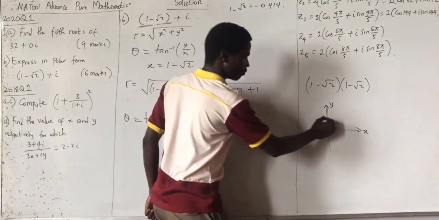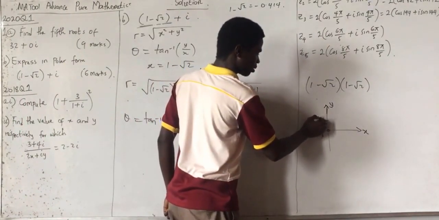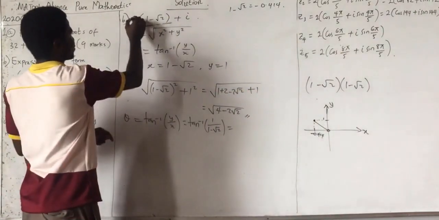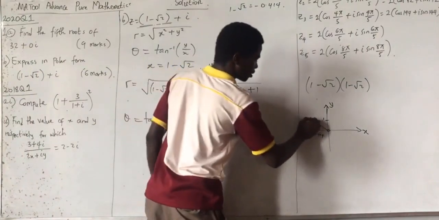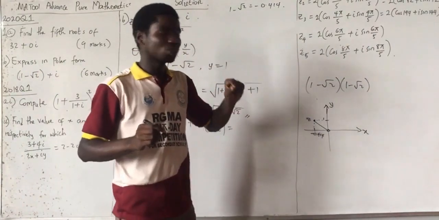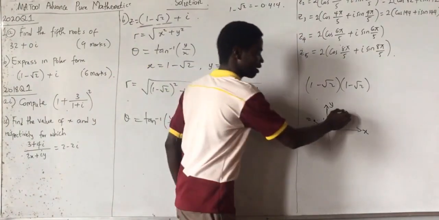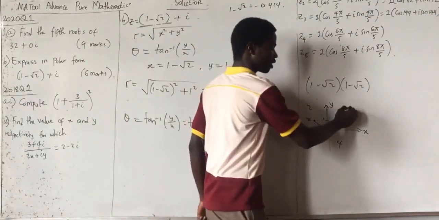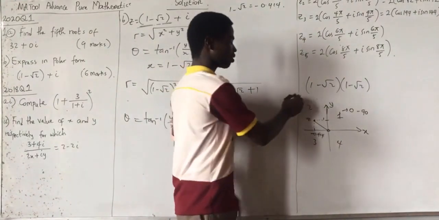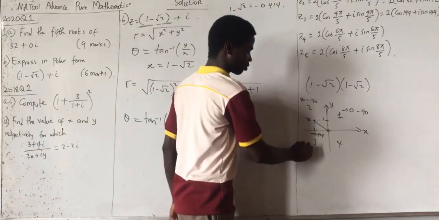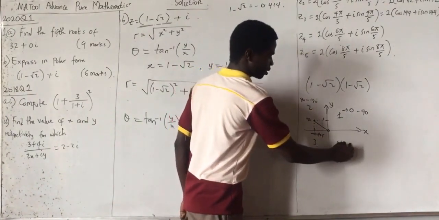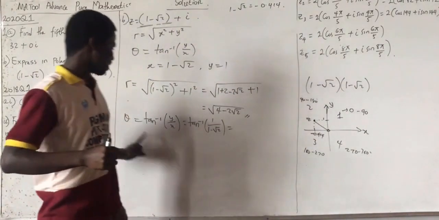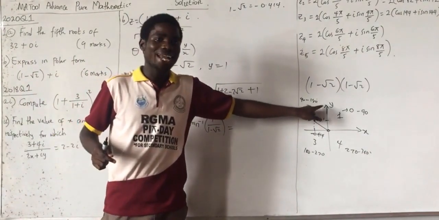Let's say this place is 1. If I call this point z, this is where z is. Z falls in the second quadrant. In trigonometry, this is first, second, third, fourth. In the first quadrant you have 0 to 90, in the second quadrant between 90 and 180, in the third quadrant 180 to 270, and the fourth 270 to 360. So the angle you must get here, this theta, must fall between 90 and 180.